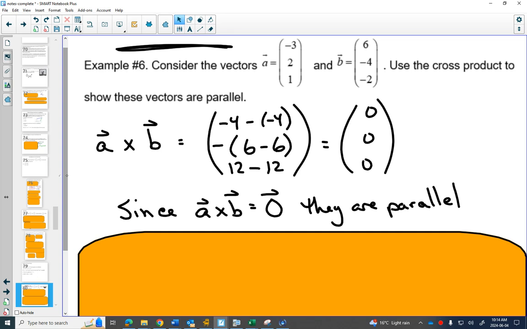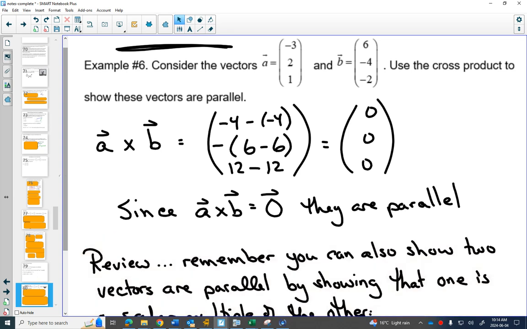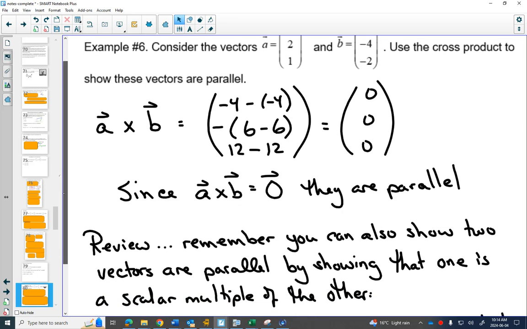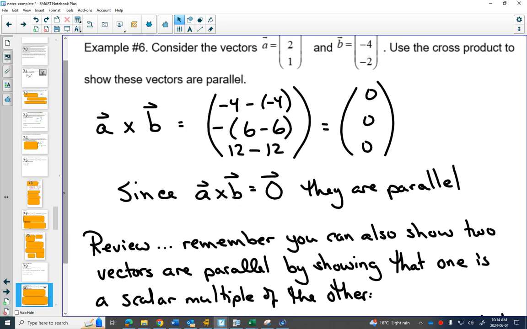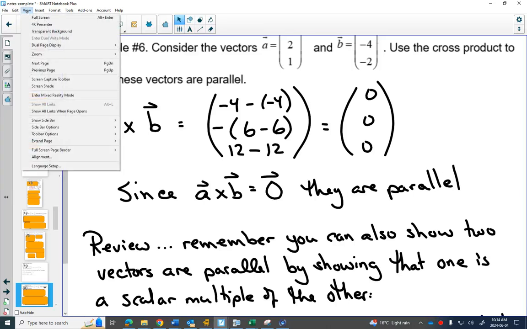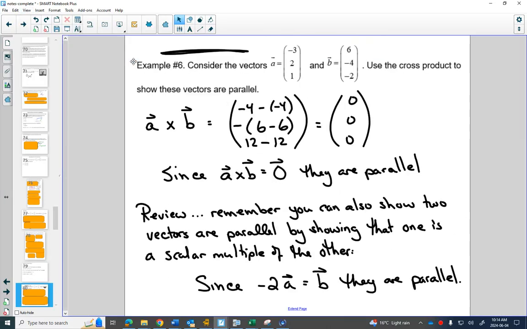Okay, so we can use the cross product to show that they're parallel, and just a little bit of review, you can also show two vectors are parallel by showing that one is a scalar multiple of the other. So you could multiply vector A by -2, and then it would perfectly match up with vector B. So that would be another way to show that they're parallel.